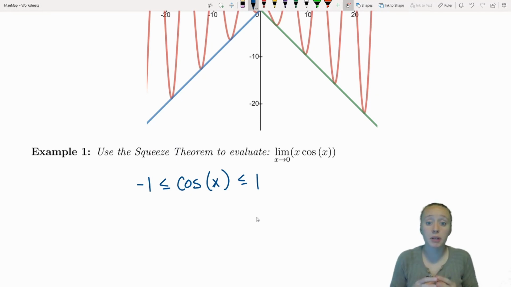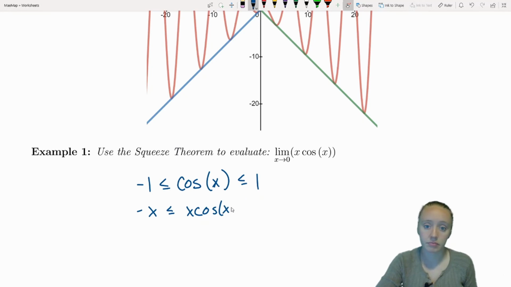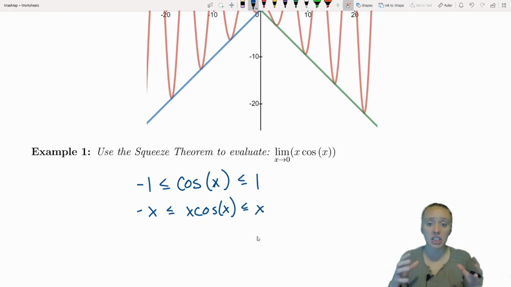Now let's say that I multiply this entire inequality by x. Well, then I'll have that -x is less than or equal to x cosine of x, which is less than or equal to x. So you can see how I didn't change the value because I multiplied x to everything. The same inequality still applies. Granted, if x was a negative number, obviously those inequalities would then switch, because when you multiply or divide by a negative, you switch the inequalities, but x cosine of x is still trapped in between regardless.